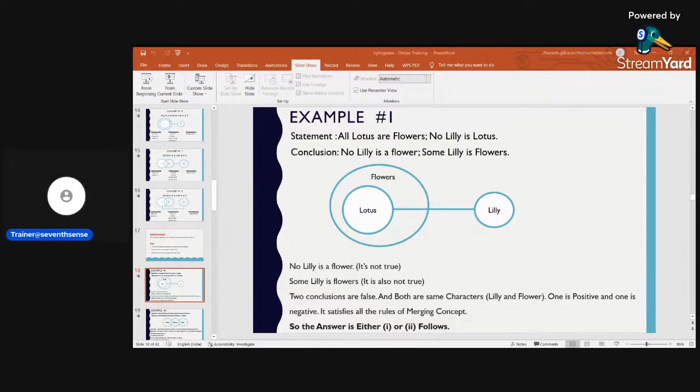So let's take some examples for this possibility. Some mangoes are apples, some bananas are apples, and some branches are bananas.